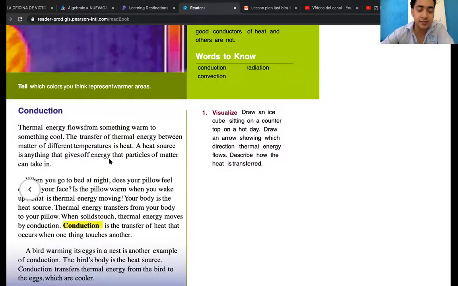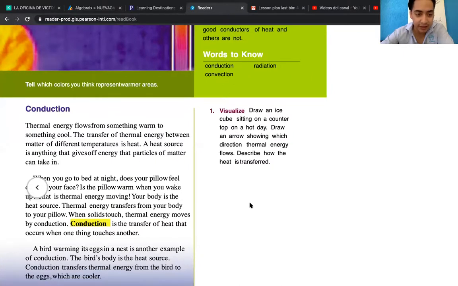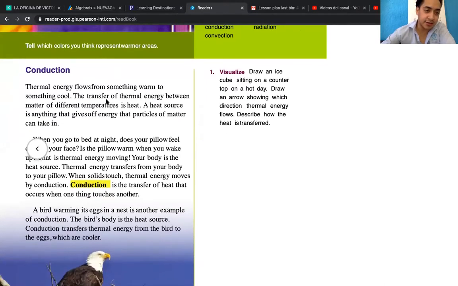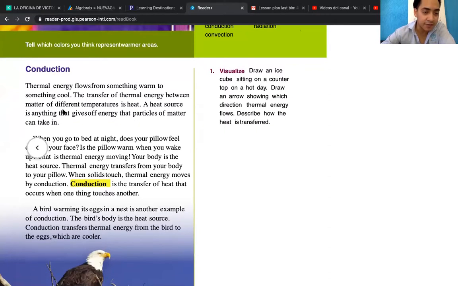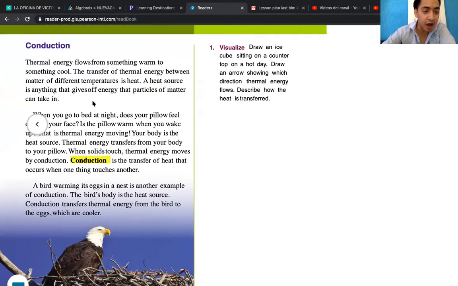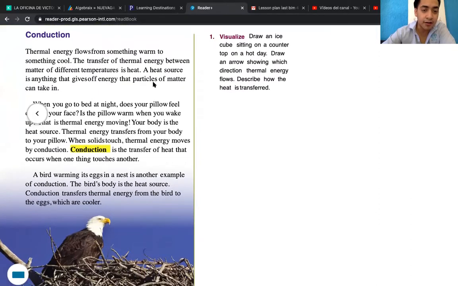Okay, so I'm going to start sharing the science lesson here so we can start reading it. It says, conduction. Thermal energy flows from something warm to something cold. The transfer of thermal energy between matter of different temperatures is heat. A heat source is anything that gives off energy that particles of matter can take in.